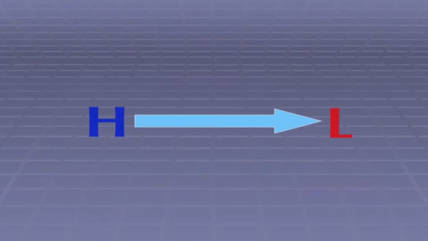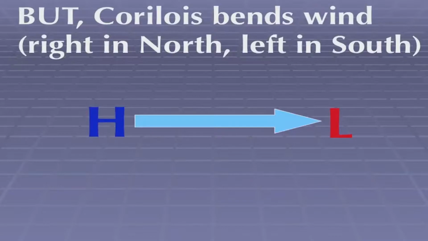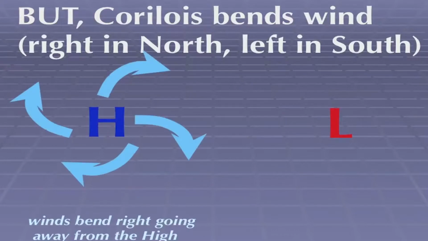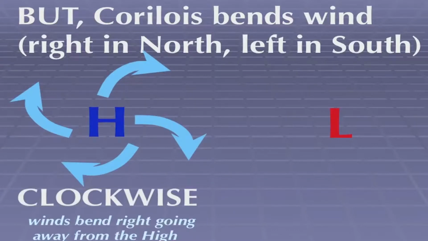Now remember, on the Earth winds try to go straight, but they never do so successfully because the Earth is spinning. Don't forget that the Coriolis force is going to bend the wind right in the northern hemisphere and left in the south. So this arrow is going to bend to the right, going away from the high, and so we'll get motion more like this. That's clockwise motion around a high. If I know where the high pressure is in the United States, I know the local wind is going in a clockwise circle around it.